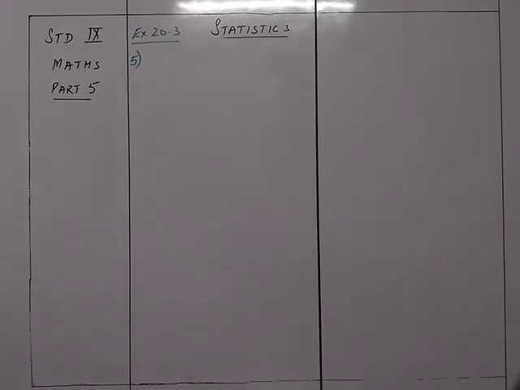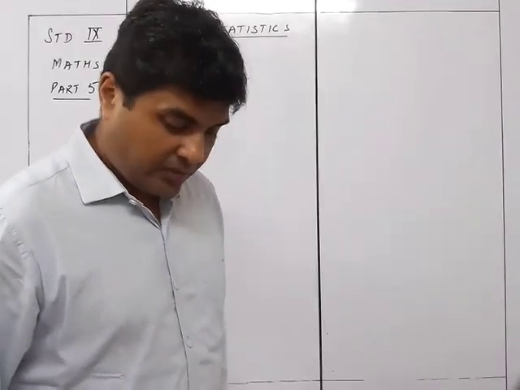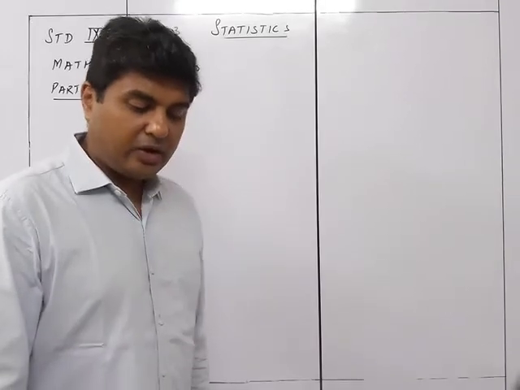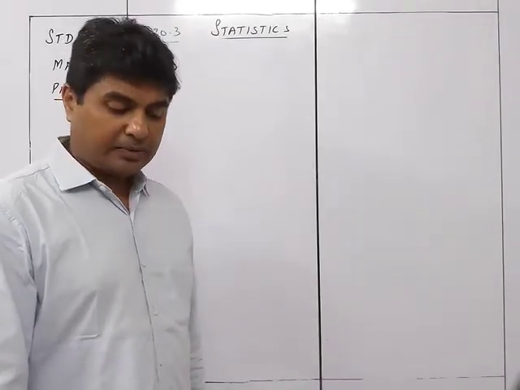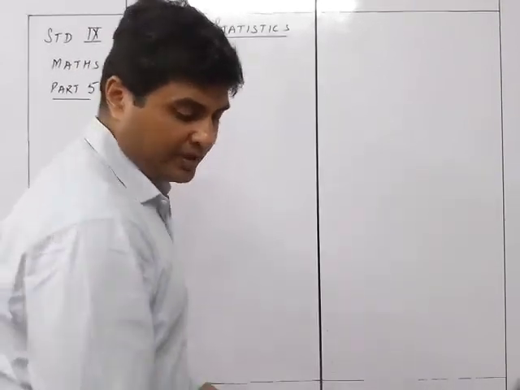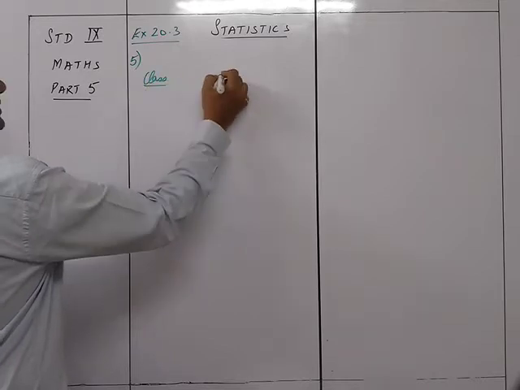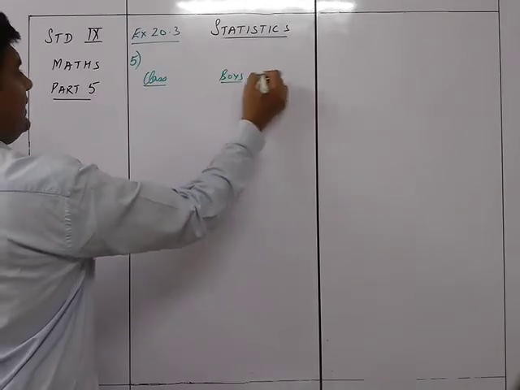Okay, we move on to sum number 5. In sum number 5, that is exercise 20.3, we have got the data wherein they are given boys and girls both. So that means it will be a double bar graph wherein you will be having two data. So let's see the class over here. So this is the class, this is boys and this is girls.